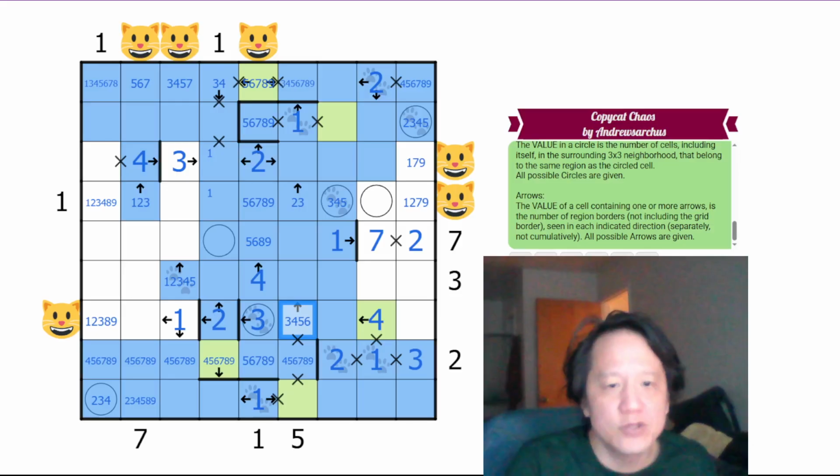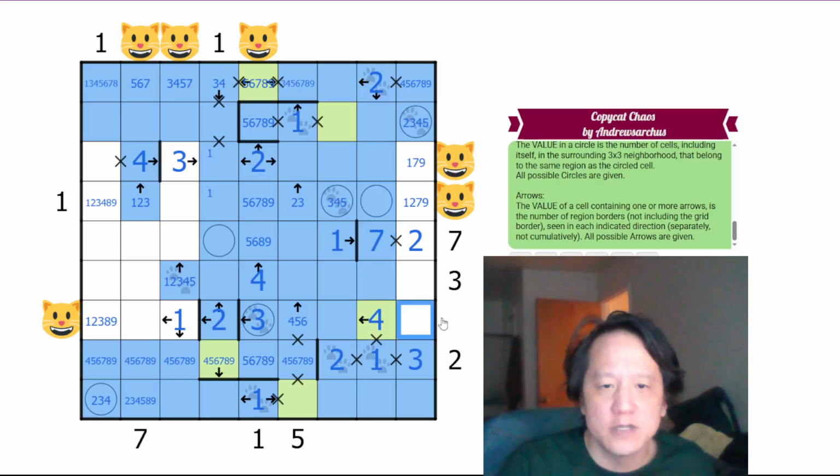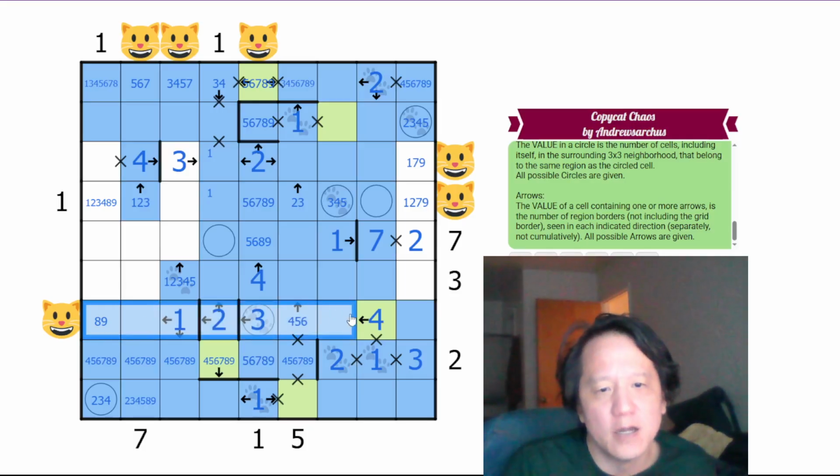This cannot be 3 or 4, because this is not a copycat. Could be 4. Can't be 3, though. No 1, 2, or 3. This is a copycat cell, so no copycat cells there, or there, or there. Wait, this can't be 1, 2, or 3. It's 8 or 9. Oh. The copycat cell is an 8.